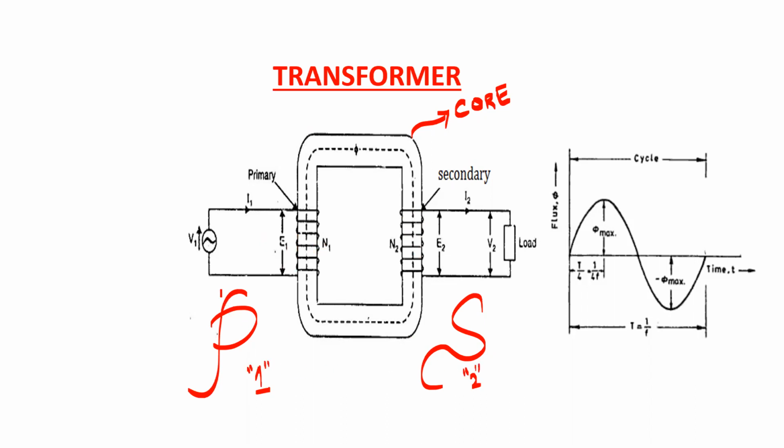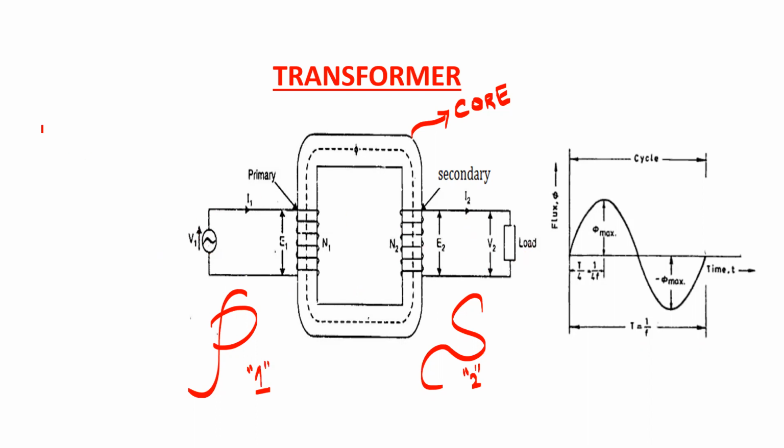V1 is the primary voltage, I1 is the primary current, and N1 is the primary number of turns, and in a similar fashion for the secondary side. I would like to give some input to the primary side, and I expect some output across the secondary side.